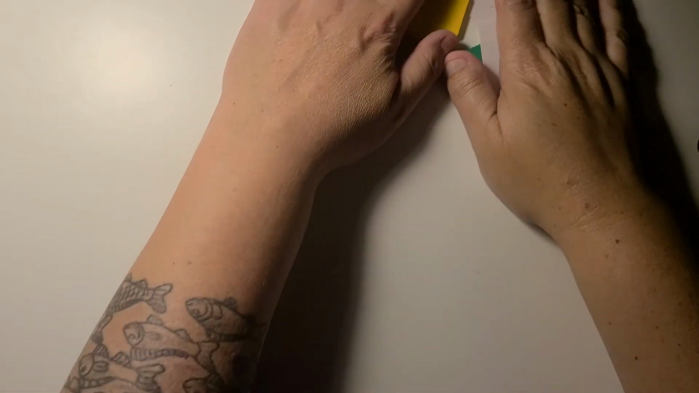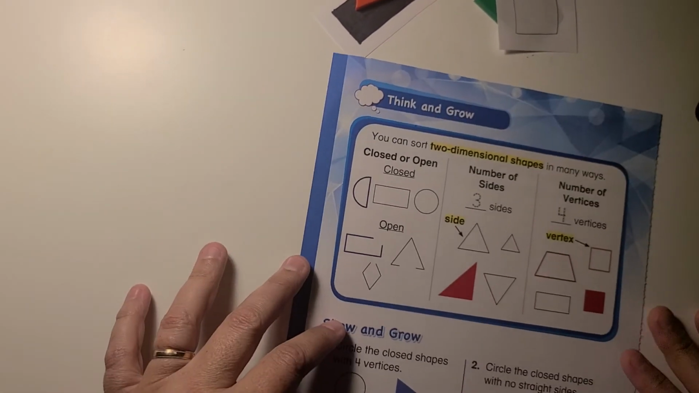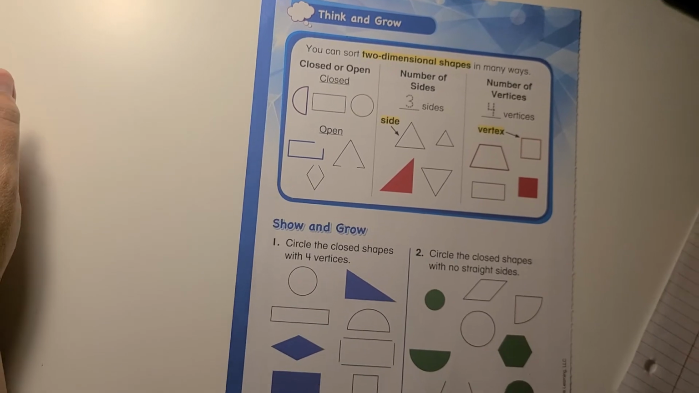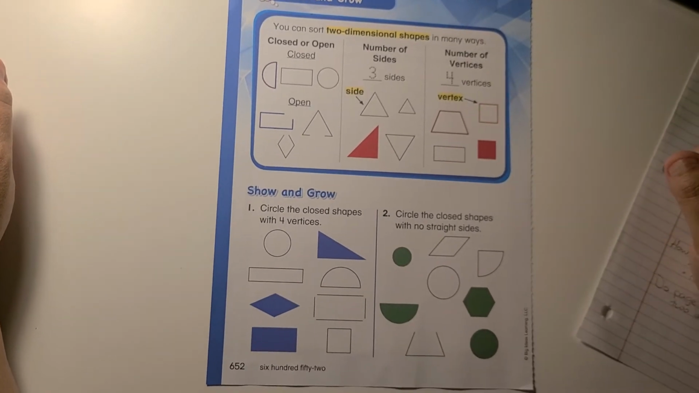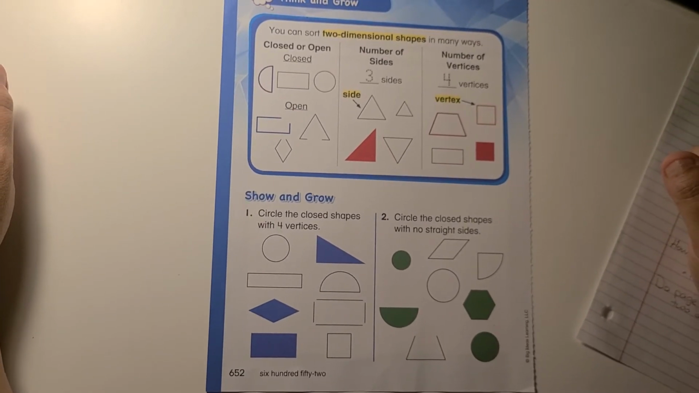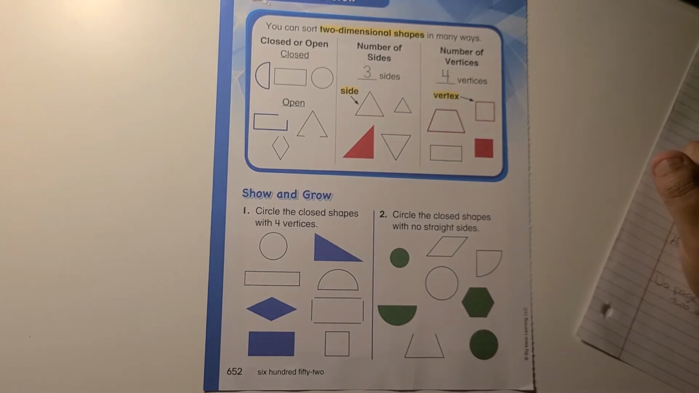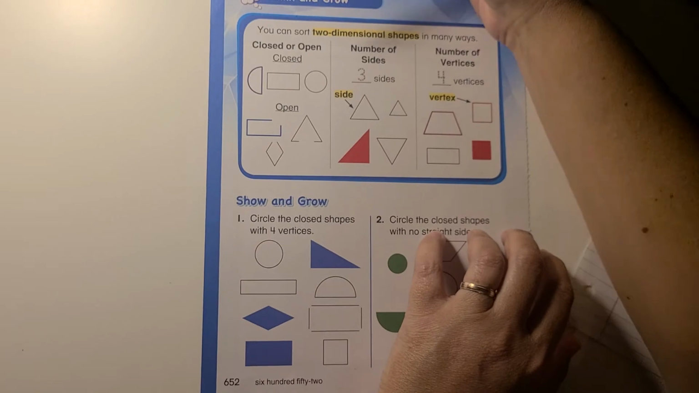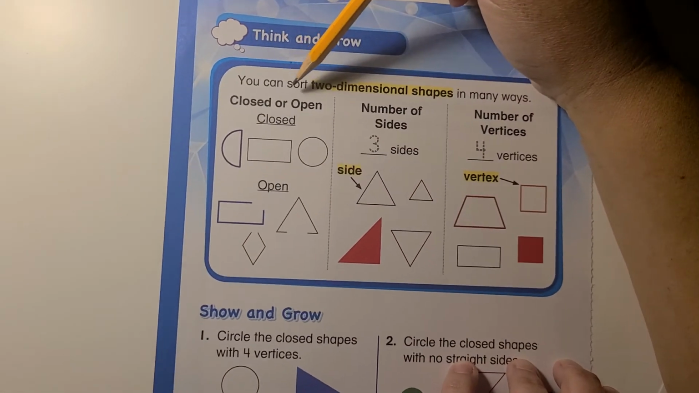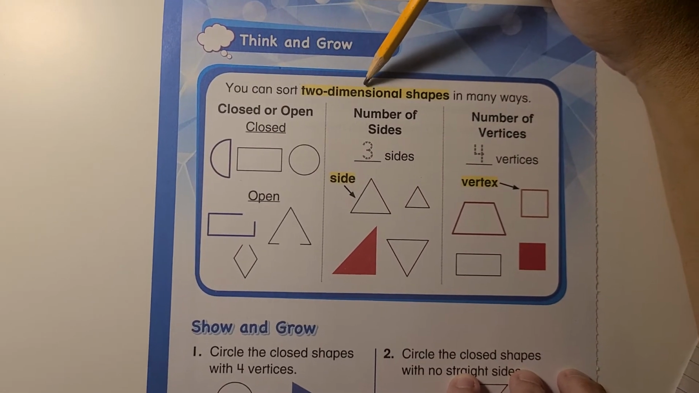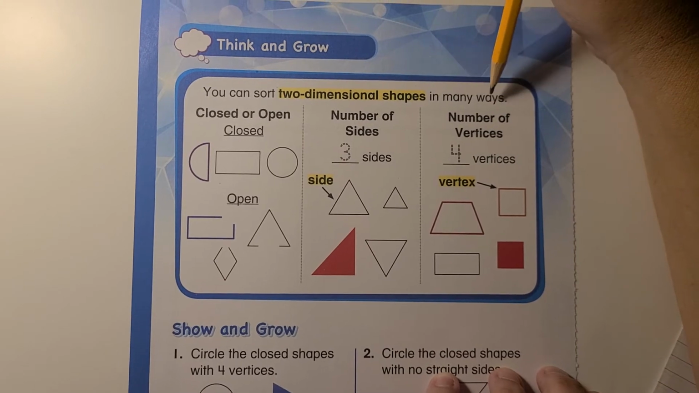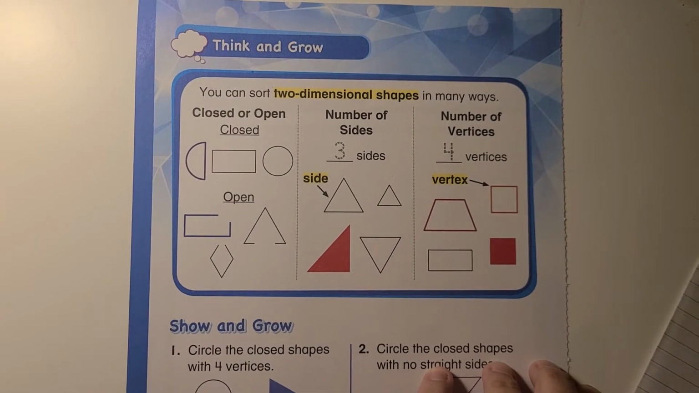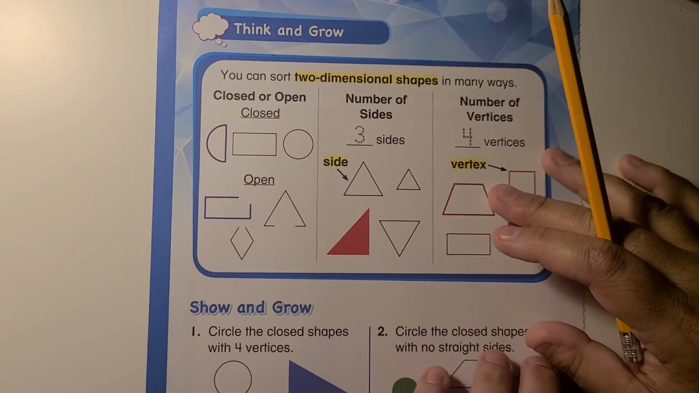So now I want to take a second and I want to look at your book. This is page 652. And I want to do this with you. So if you have your book, go ahead and pause and take your book out. So right at the top it says, you can sort 2-dimensional shapes in many ways. And then they tell us some ways to sort them.